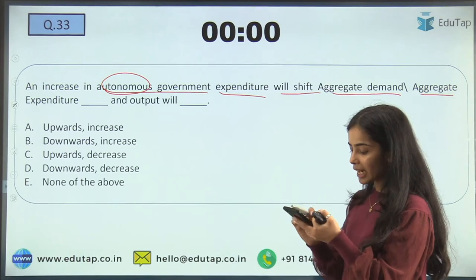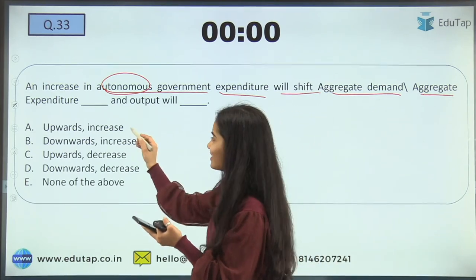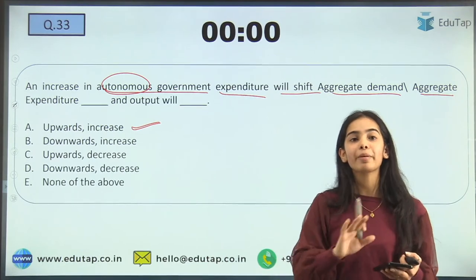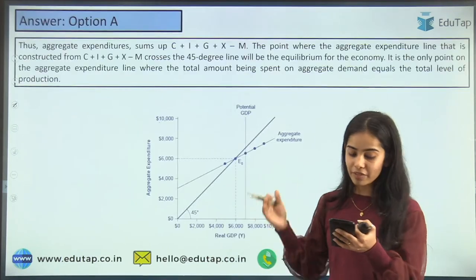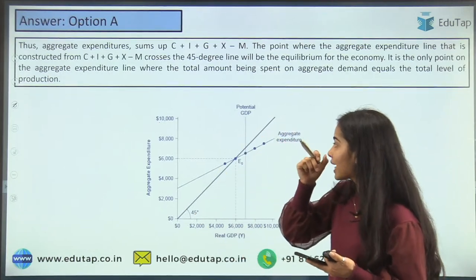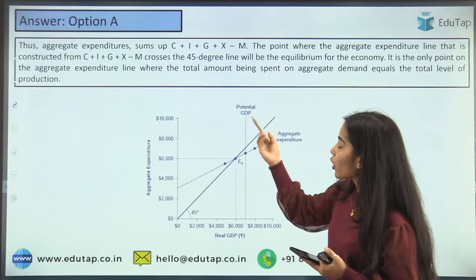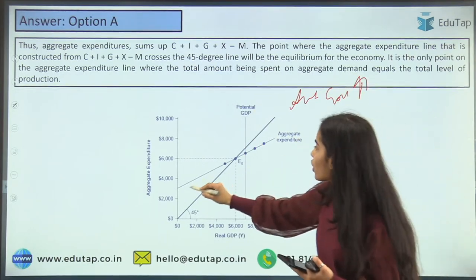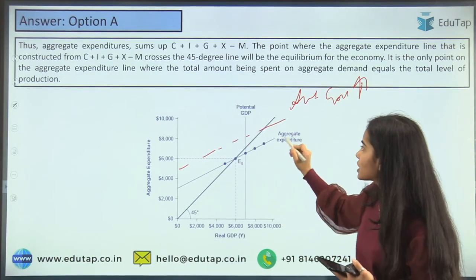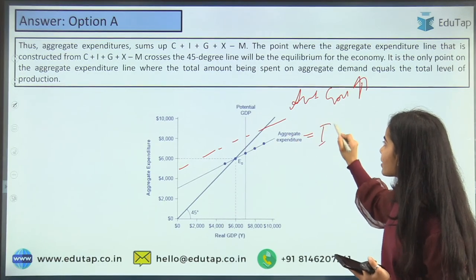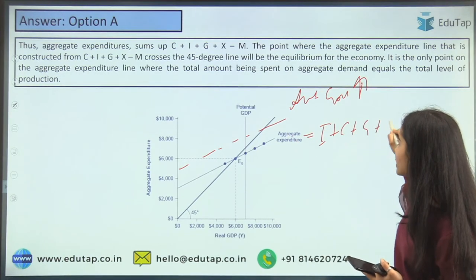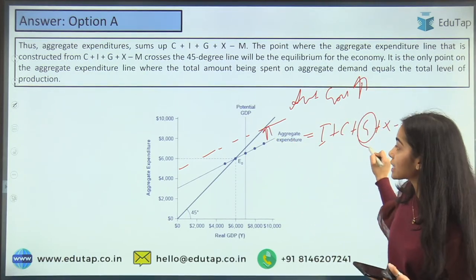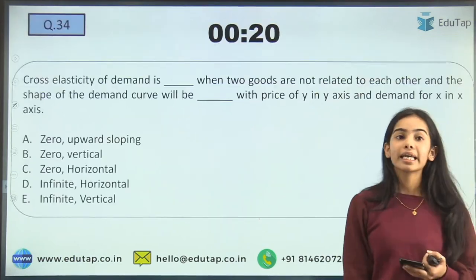So here people are answering A, and that is the right answer. Yes, Vanshika, thank you so much. If your concepts are getting clear, that is my main motive and that is the main objective. And you people are answering the right answer, that is A. When your autonomous government expenditure is increasing, your aggregate demand curve will shift upwards, because aggregate expenditure is equal to consumption plus investment plus government expenditure plus exports minus imports. So it will shift upwards because the government expenditure has increased, and when it shifts upward, the income increases.